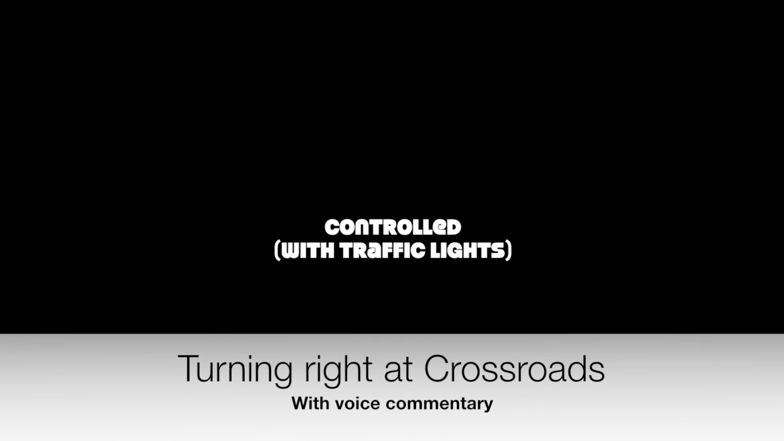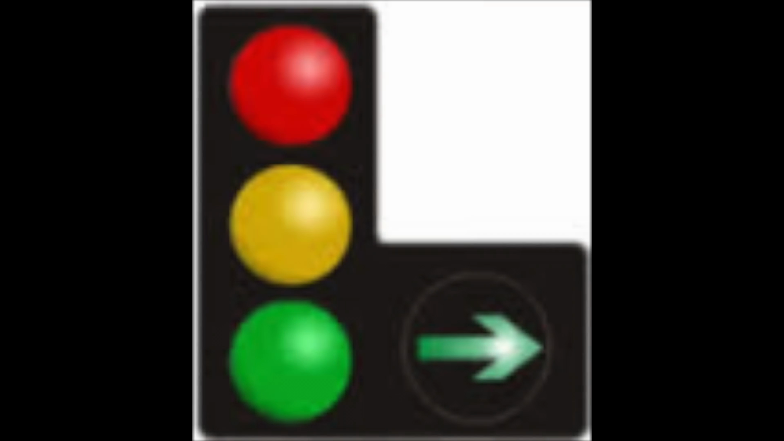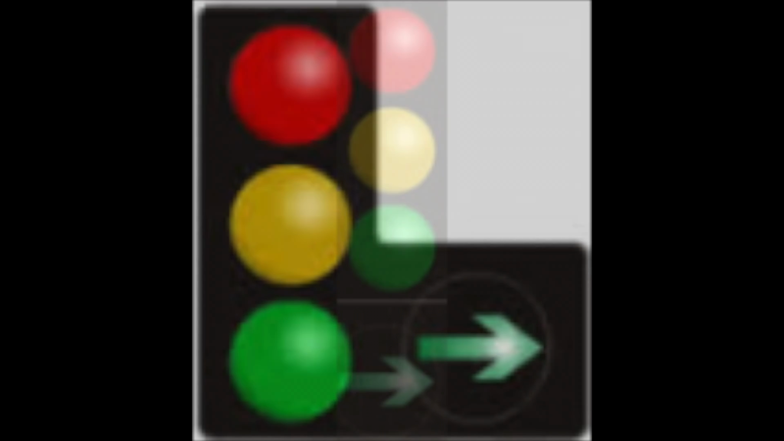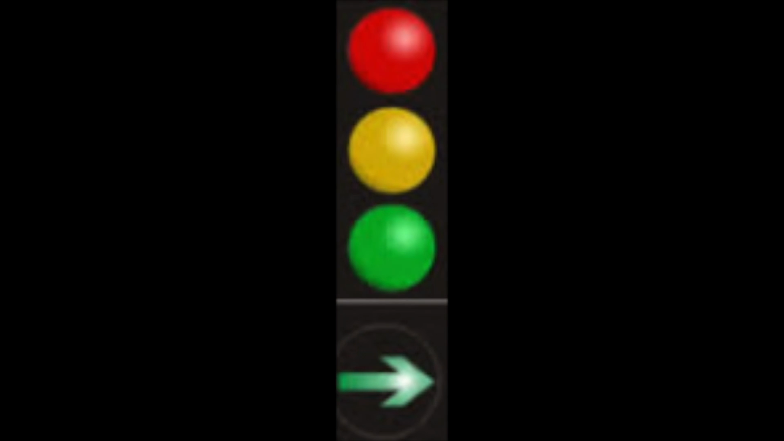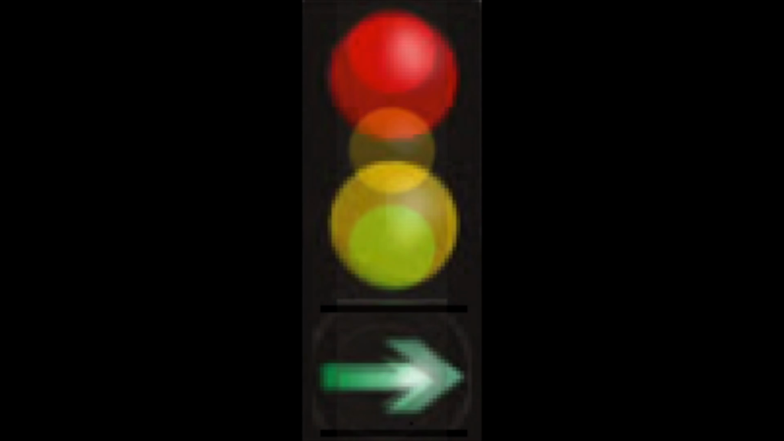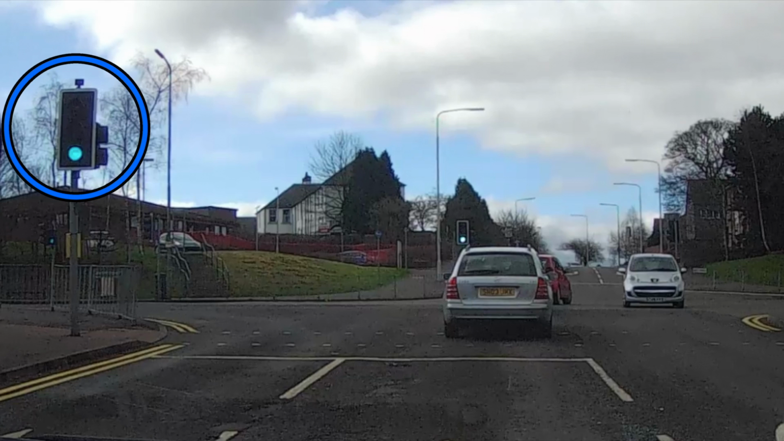Now this time we're going to talk about crossroads where there are traffic lights. So you've got your standard lights here. You might get some that look like this with an extra filter light to the right, and you may have a filter light that's underneath the three existing lights, and you may have them like this where there's no normal green light, simply just a filter.